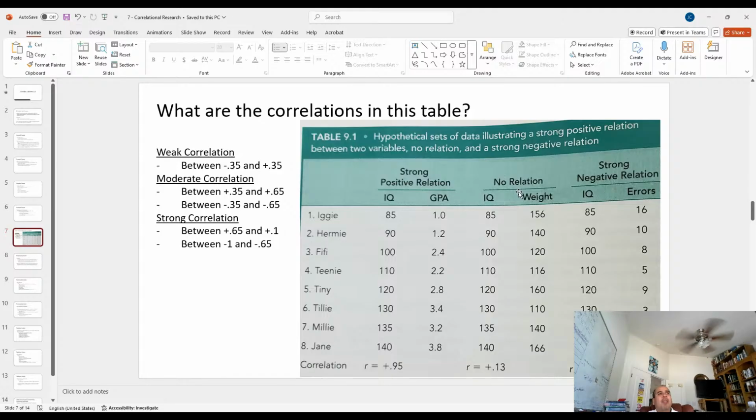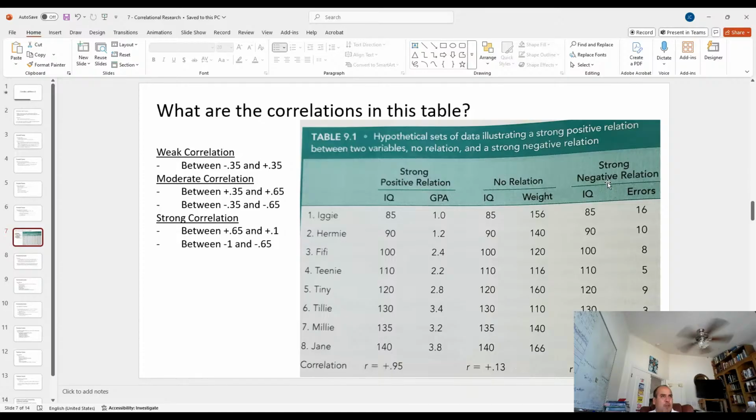Right? The smartest kid in the school could be the skinniest kid or the fattest kid in the school. It doesn't matter. There is absolutely no relationship. At the bottom, the coefficient is +.13. What does that mean? A very weak relationship. Plus or minus .35 means that there is a weak relationship to no relationship. You can never look at somebody's weight and determine their IQ or even try to predict IQ.